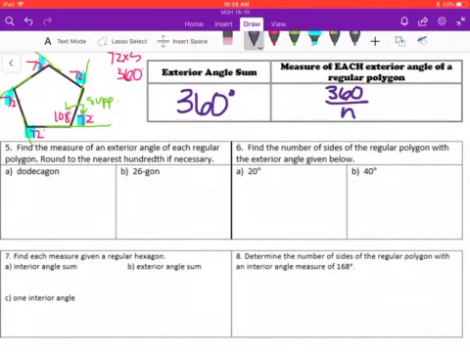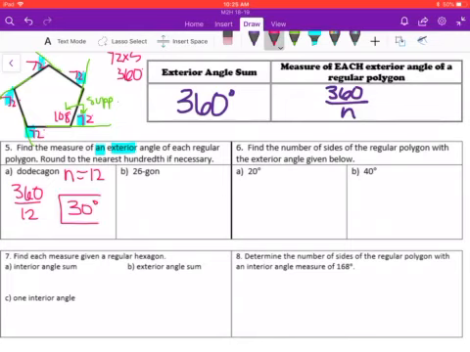So if we take a look at some examples of a dodecagon, it says find the measure of an exterior angle, so look for the key words, an exterior angle, so that means 1, of each regular polygon. Dodecagon has 12 sides. So that means if you wanted to find 1, we do 360 divided by 12. And if you do 360 divided by 12, you should get 30 degrees. Each exterior angle is 30. Go ahead and try out B. You can pause the video.